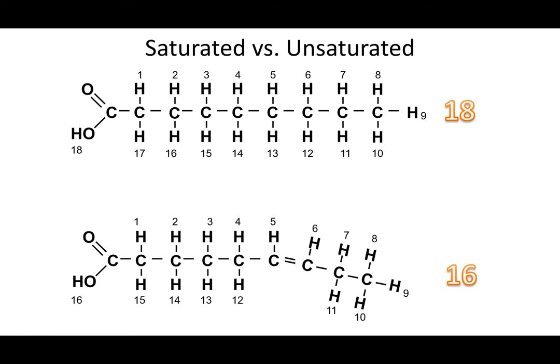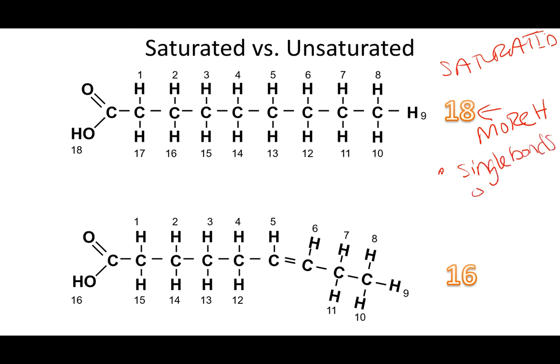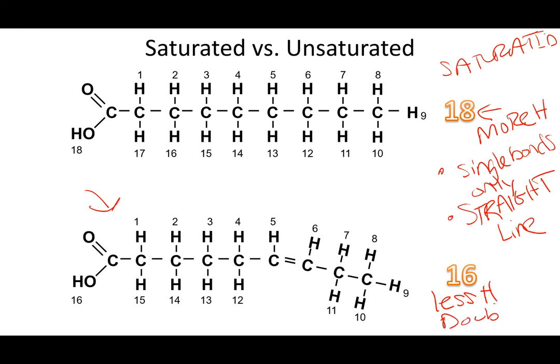So our saturated fats, these are saturated. They have more hydrogens, single bonds only, and straight. They're in a straight line. Whereas our unsaturated guys down here have less hydrogen. They have some double bonds. It could actually be a triple bond too. And they're bent. So there's three major differences right there between the two.